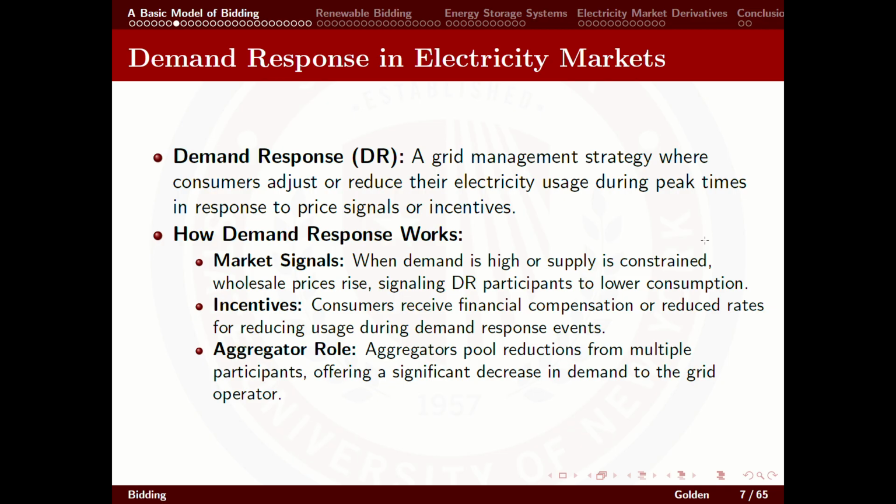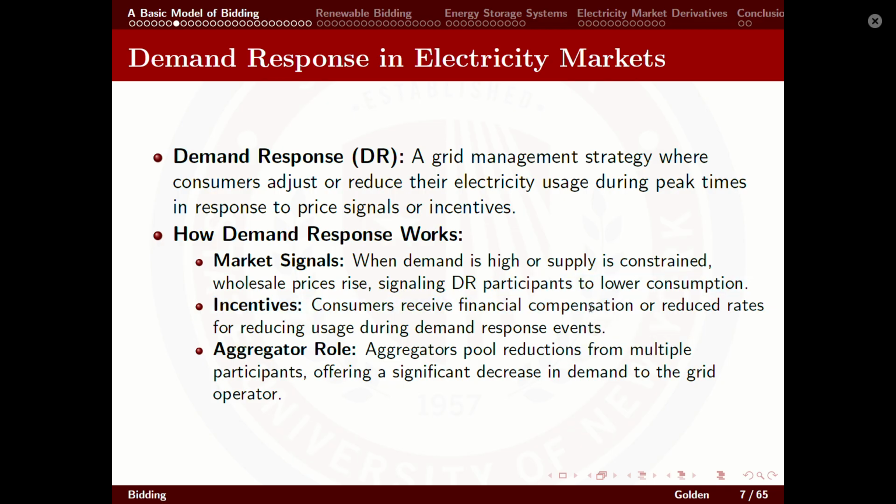That's one of the most interesting things about demand response, whether it's consumer level and retail level, or whether it's industrial, is that this is one of the few resources in the electricity grid that's distributed and allows you to dispatch the resource exactly where it's needed. So with demand response, when demand is high or supply is constrained, wholesale prices rise, telling demand response participants to lower consumption. You normally need a certain level of scarcity or a certain price to be hit for these incentives to kick in.